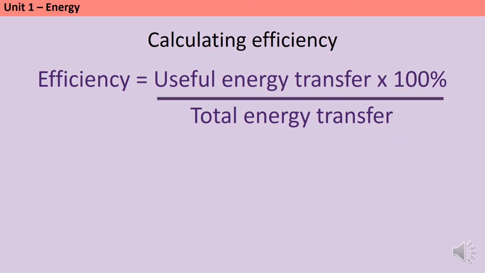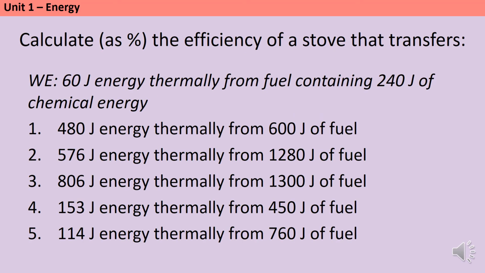Our second variation of the efficiency equation is if we want to express our answer as a percentage rather than a decimal. So we're just going to multiply by 100 and then write a percentage sign at the end. Make sure that you're not doing this and using the percentage button on your calculator, because then you'll be doing the same thing twice.